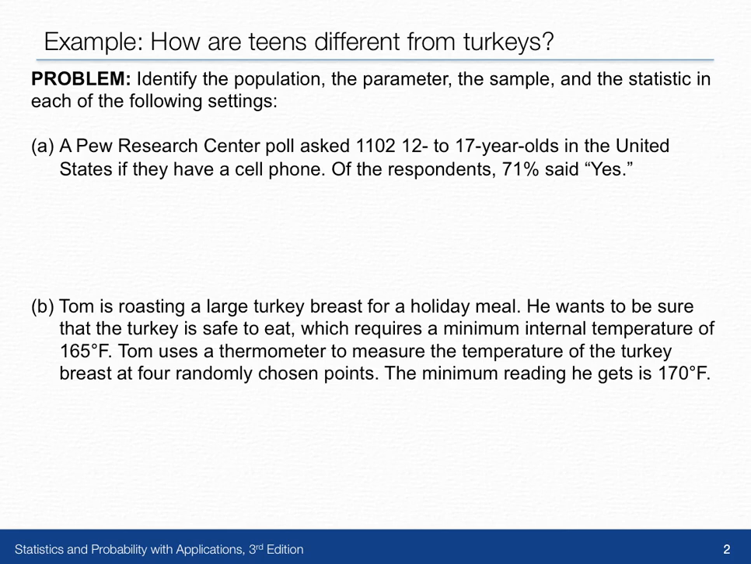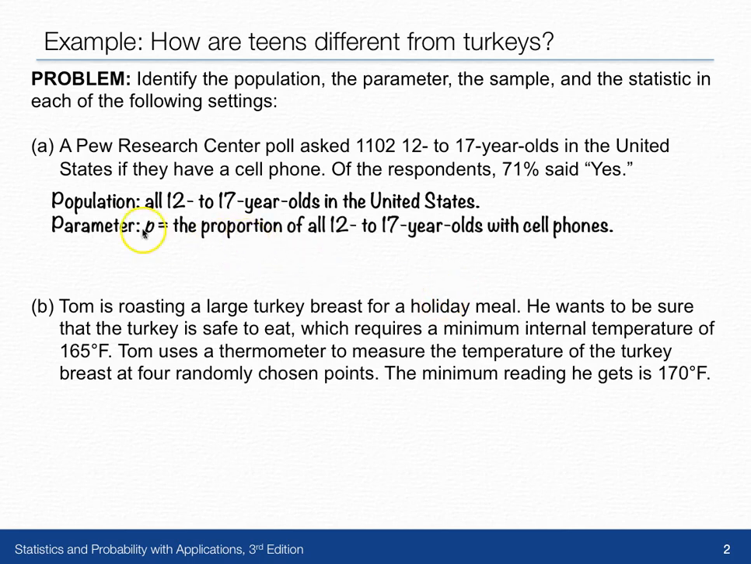So for part A, a Pew Research Center poll asked 1,102 12 to 17-year-olds in the United States if they have a cell phone. Of those respondents, 71% said yes. So in this example, the population is all 12 to 17-year-olds in the United States. The parameter then would be the proportion P of all of those 12 to 17-year-olds that have cell phones.